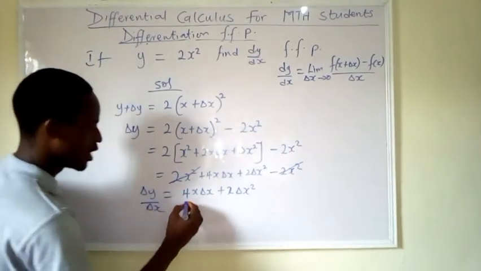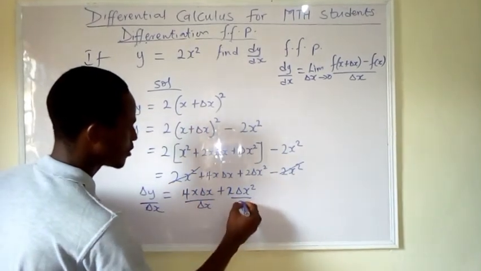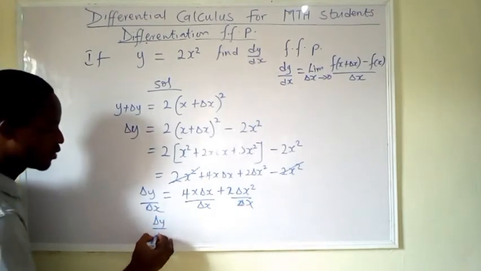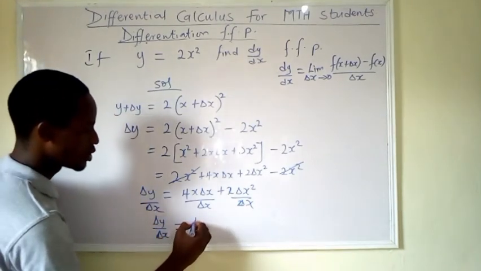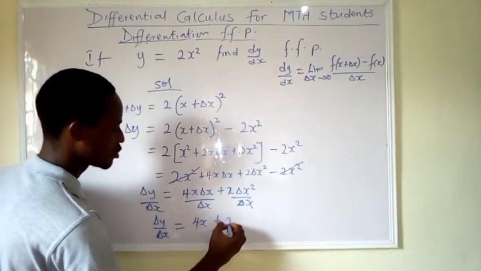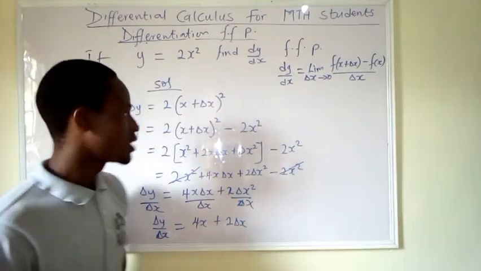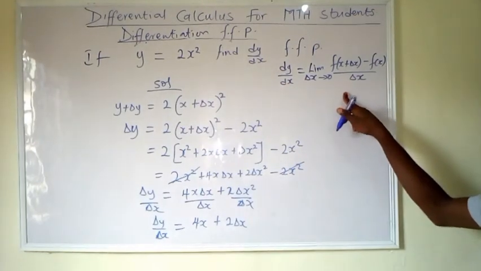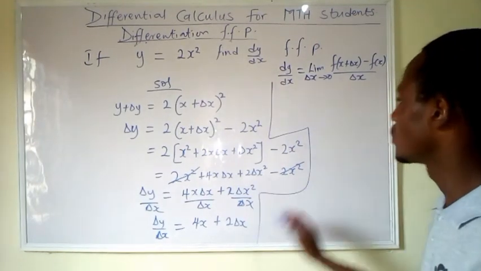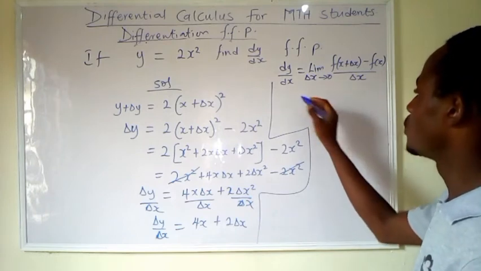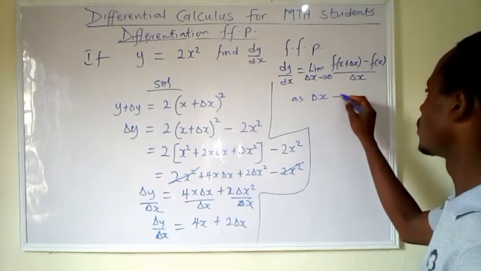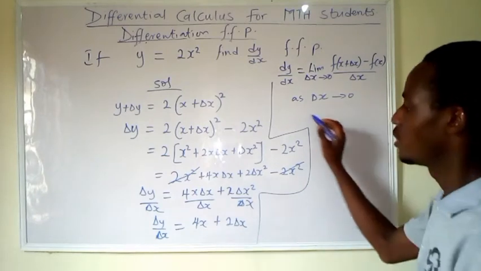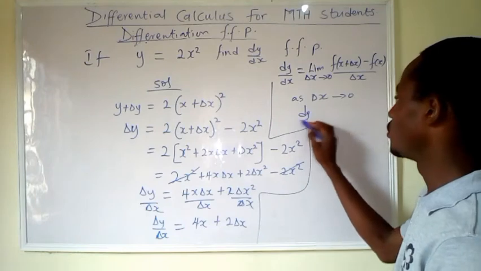The next line of action is to divide all through by change in x. So I do that, and I will have change in y over change in x equals 4x plus 2 change in x. And don't forget, I'm looking for the derivative as change in x tends to 0. So as change in x tends to 0, we take all the change in x and we take them to be 0. Then this will become the derivative.